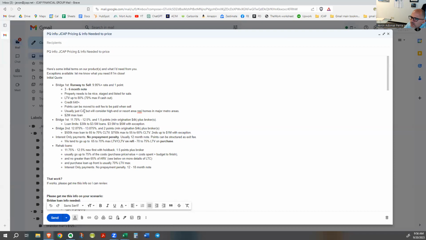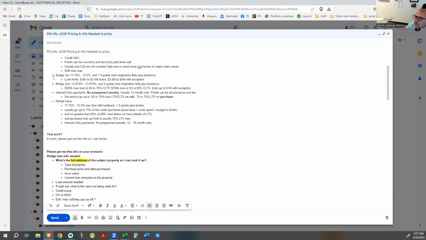Anyway, so the bridge runway to sell is really cheap. It needs some certain things, like we're probably only going to do this product in California, $2 million loan max. Most of what we do is the second one, the bridge first, 11.75% up to 12.5%. Most of our deals are around 12%. We're going to be 1.5 points plus, and then for our really small deals, we're probably going to have a minimum of $4,000, maybe $3,600 as a minimum fee.